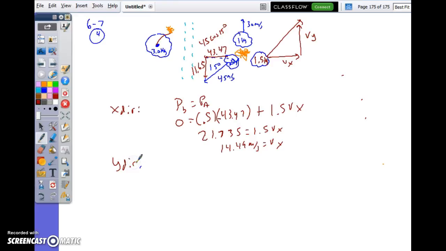In the y direction, what do I have going on now? I've got 0 initial. There's nothing moving here at the very beginning, no y direction. Does that make sense? Okay. So then I've got 1 times 30 plus 0.5 times negative 11.65 plus 1.5 times velocity in the y direction.